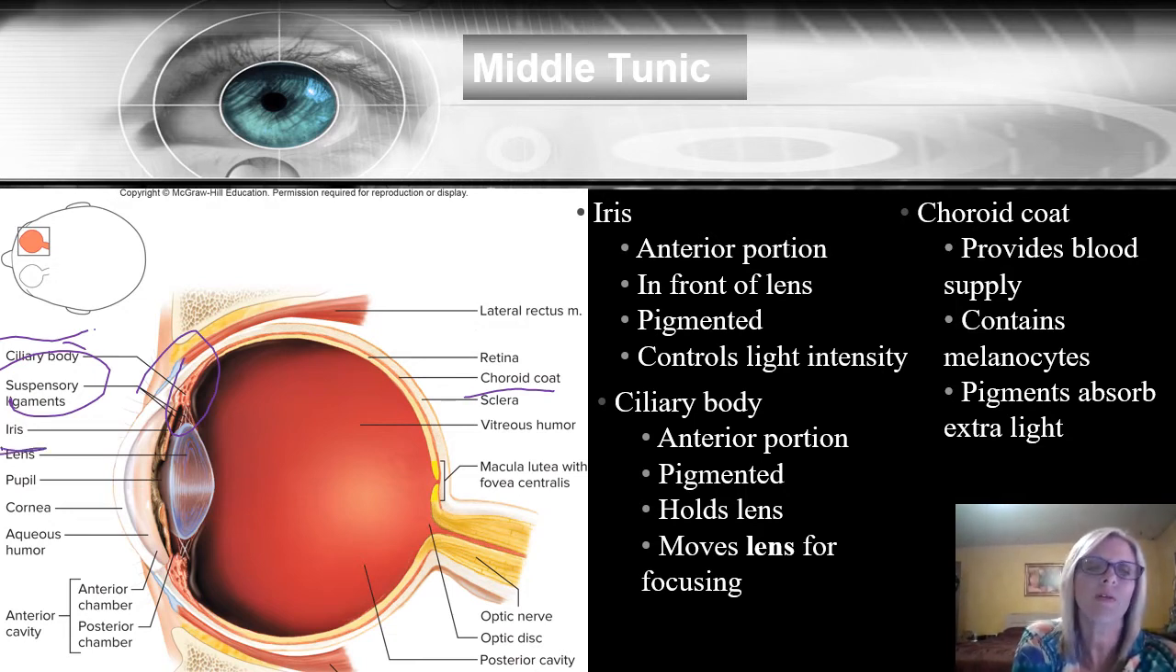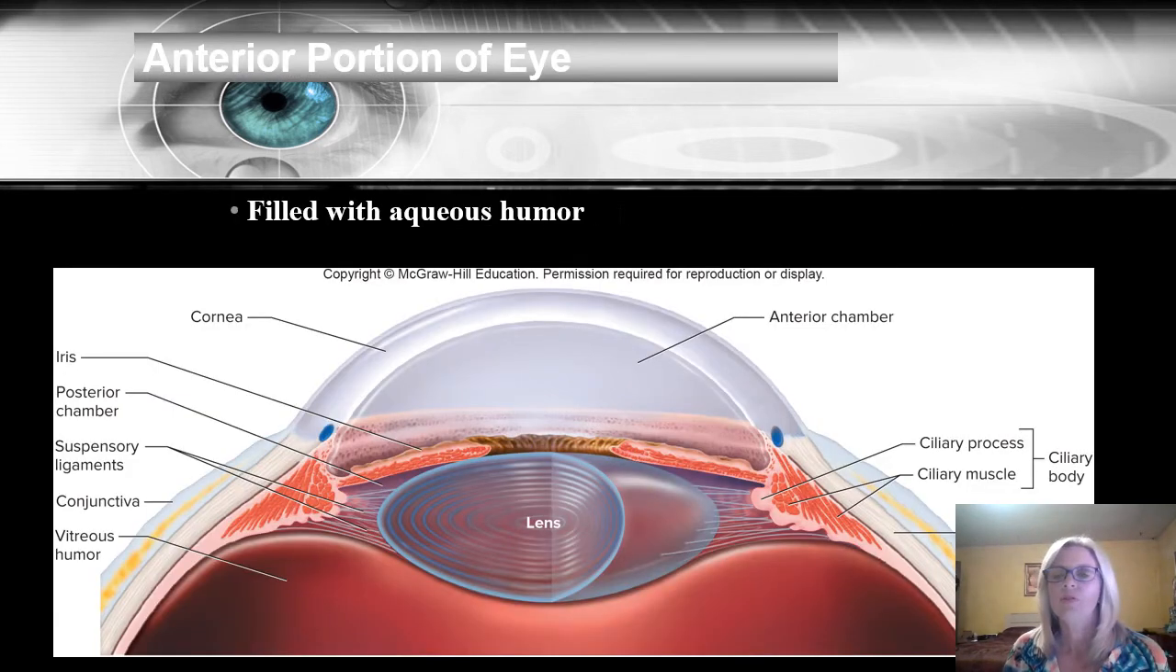Here is the iris, and it's going to be right in front there. It's the colored portion of the eye, and it has special cells which can also contract to help control light intensity. So this is a little bit different perspective. We are looking from above, a superior view here.